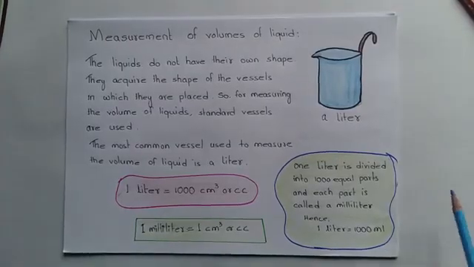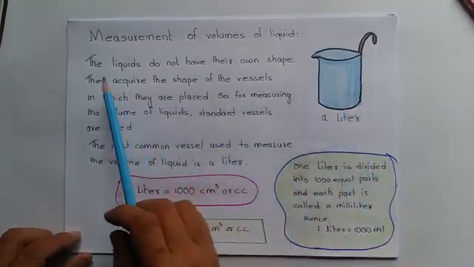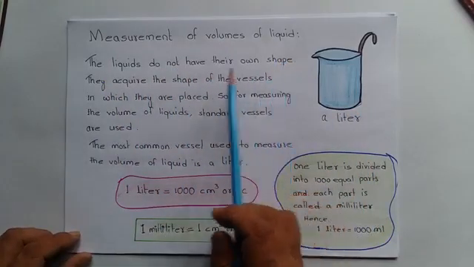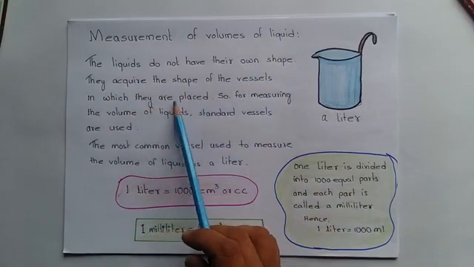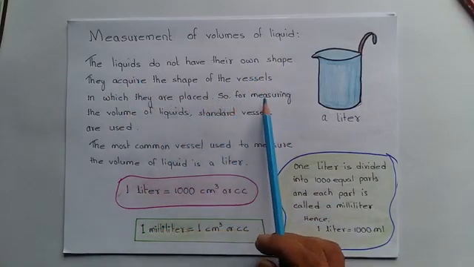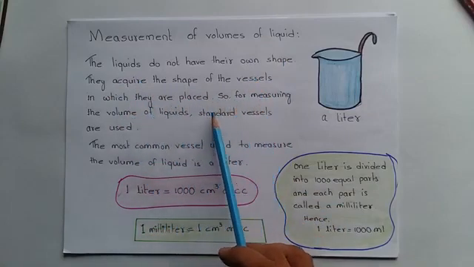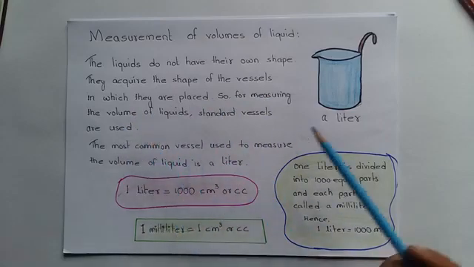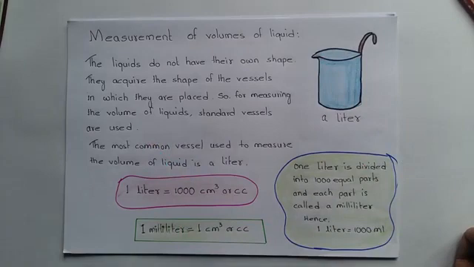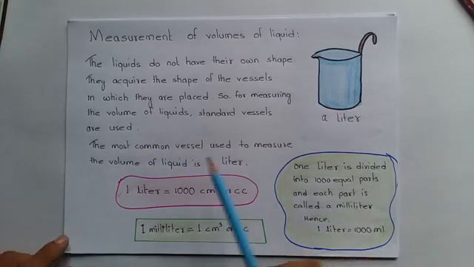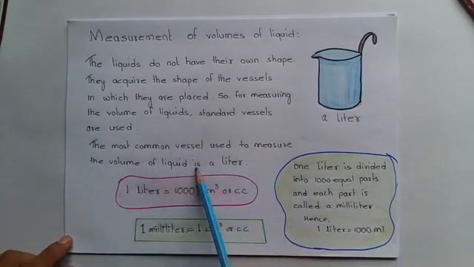Now let's see how the volume of liquid is calculated. Measurement of volumes of liquid. The liquids do not have their own shape. They take the shape of the vessels in which they are placed. So for measuring the volume of liquids, standard vessels are used, and this standard vessel is called a liter or a measuring can. The most common vessel used to measure the volume of liquid is a liter.